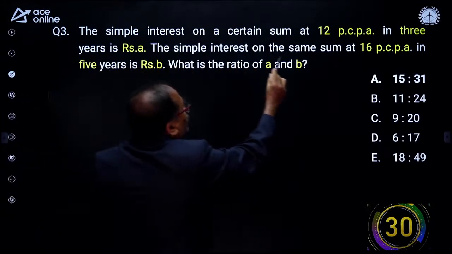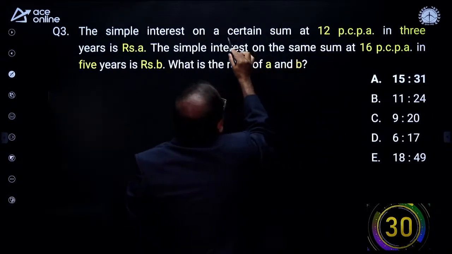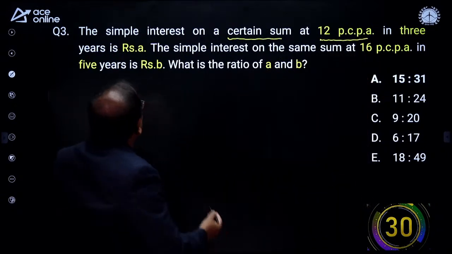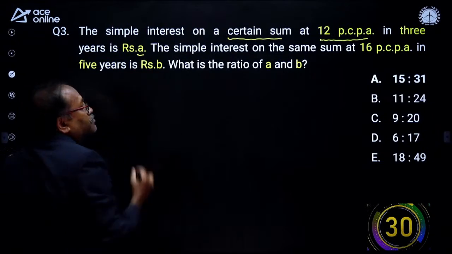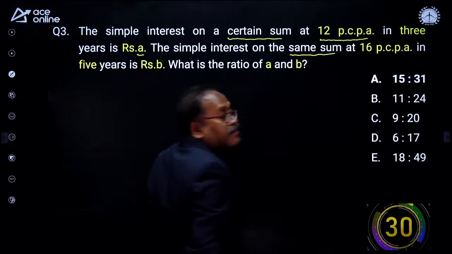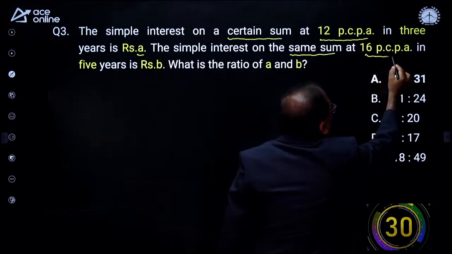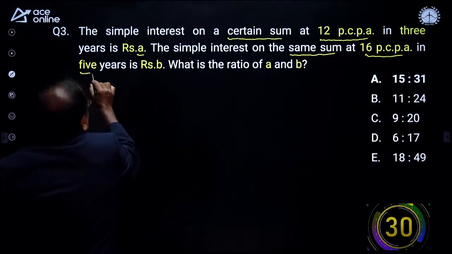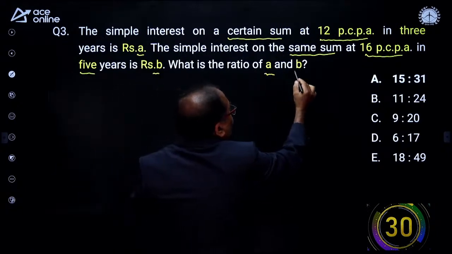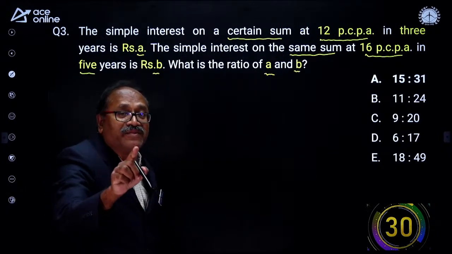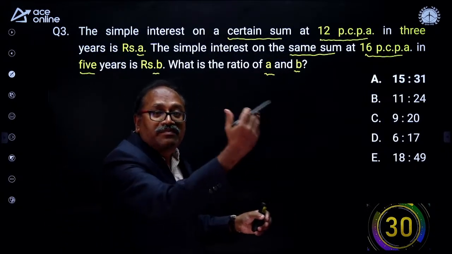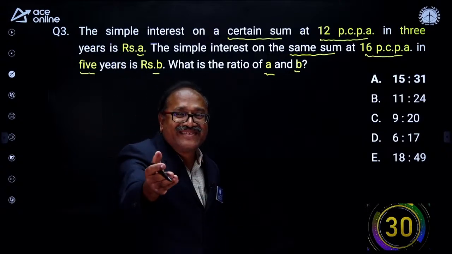The simple interest on a certain sum, I don't know what sum is, at 12% per annum in 3 years is rupees A. And the simple interest on the same sum at 16% per annum in 5 years is B. Then what is the ratio of A to B? Notice that the principal is not given here. But as they are asking the ratio of the interest, the principal will get cancelled. Can I give you 30 seconds from here?